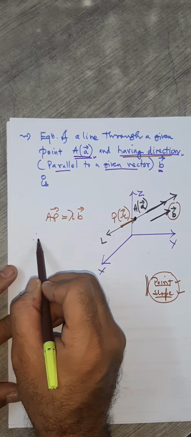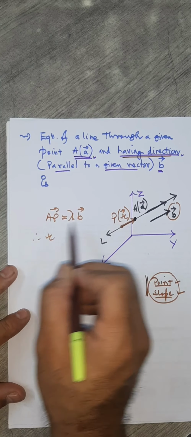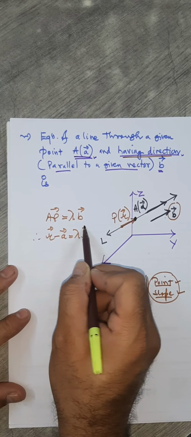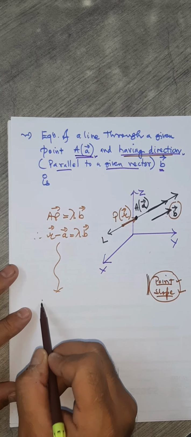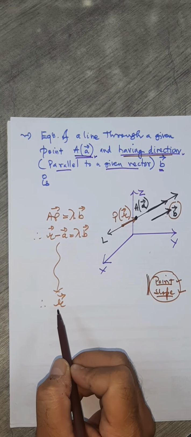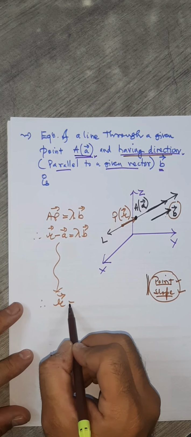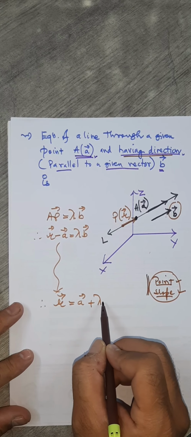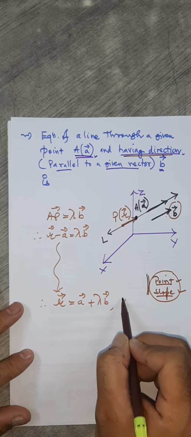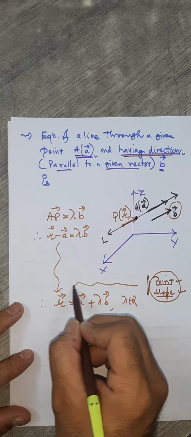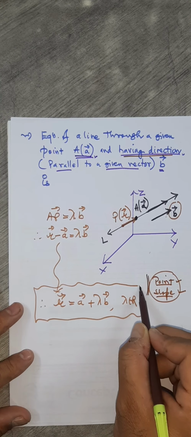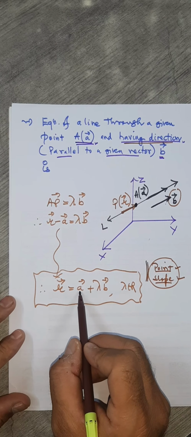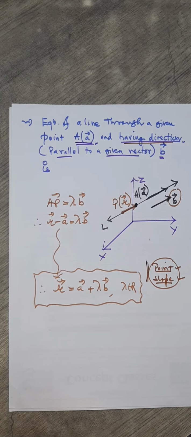Now what's the position vector of this? That is, the vector AP, which is vector R minus vector A, equals lambda vector B. So from this we write vector R equals vector A plus lambda into vector B, where lambda is a scalar belonging to R. This is the vector form of a line in space, which you need to remember: vector R equals vector A plus lambda into vector B.